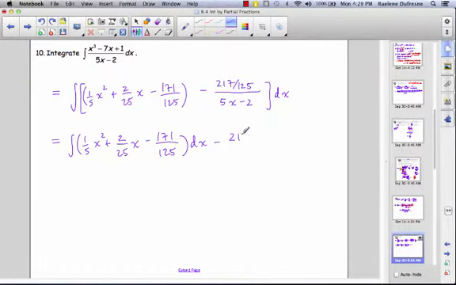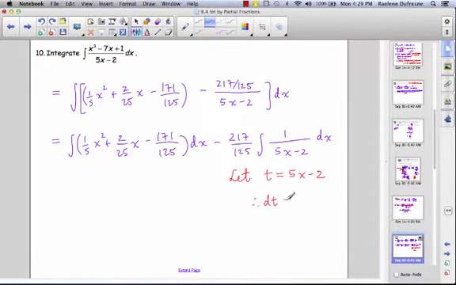And then we get negative 217 over 125 times the integral of 1 over 5x minus 2 times dx. And here we can use a substitution. Let t equal to 5x minus 2. Therefore dt is going to equal 5 times dx. I'm getting ahead of myself. And when we integrate this part, we will get negative 217 over 125 times 1/5 the natural logarithm of t, which is 5x minus 2 inside the absolute values.